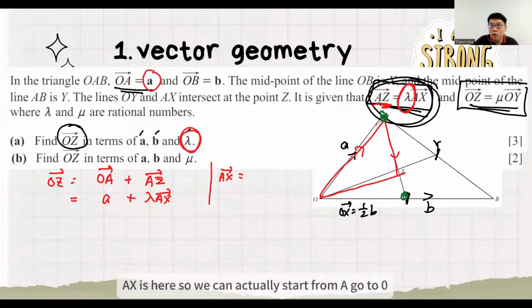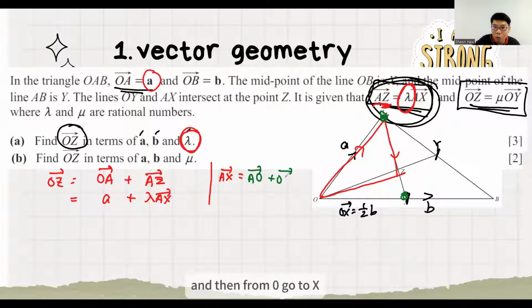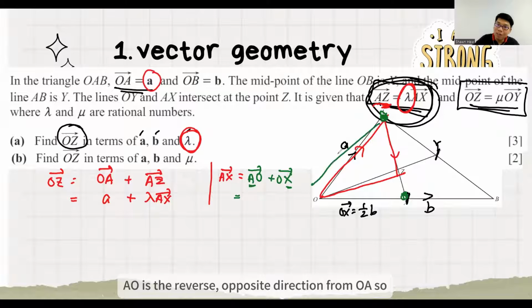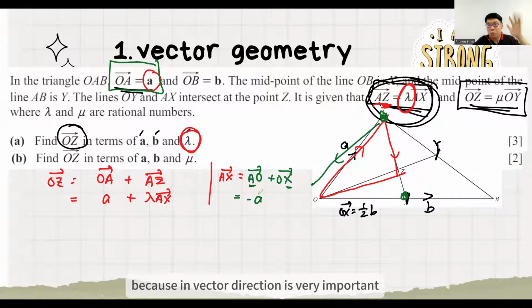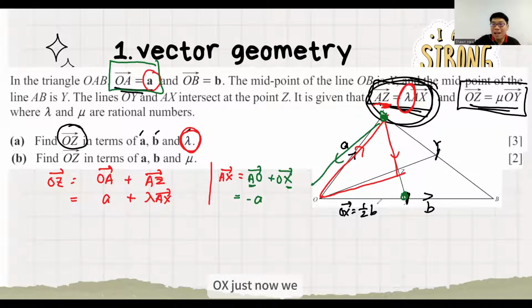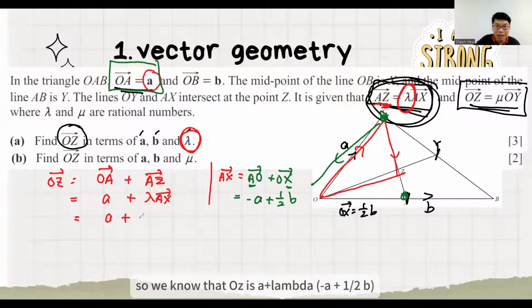AX is here. So we can actually start from A, go to O, and then from O go to X. You can see we start from A and end with X. What is AO? AO is the reverse, opposite direction from OA. So make sure you change A to minus A. Because in vector, direction is very important. So what is OX? OX just now we already know is half of OB, which means it is half B. So after we know what our AX is, then we can substitute in here. So we know that OZ is A plus lambda times minus A plus half B.